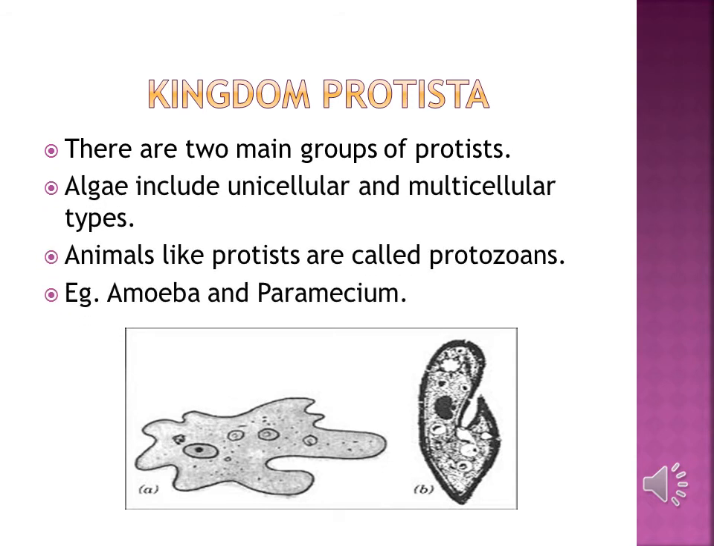The next kingdom of classification is Kingdom Protista. They are unicellular and eukaryotic organisms. Some of them have cilia or flagella for mobility. Sexual reproduction is by a process of cell fusion and zygote formation. Amoeba and paramecium are some examples of kingdom Protista.